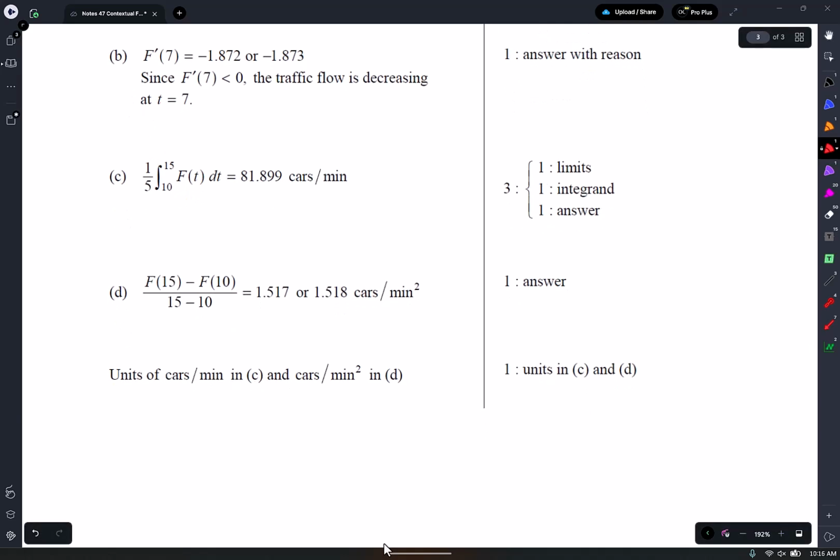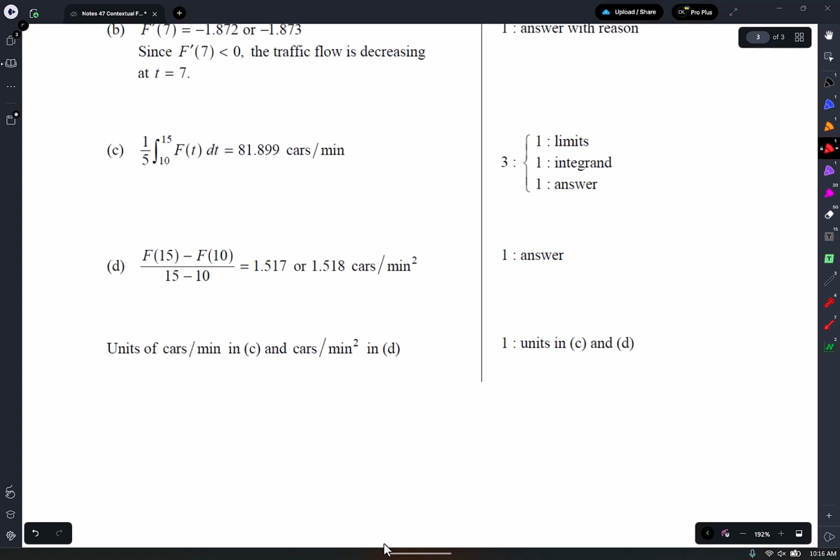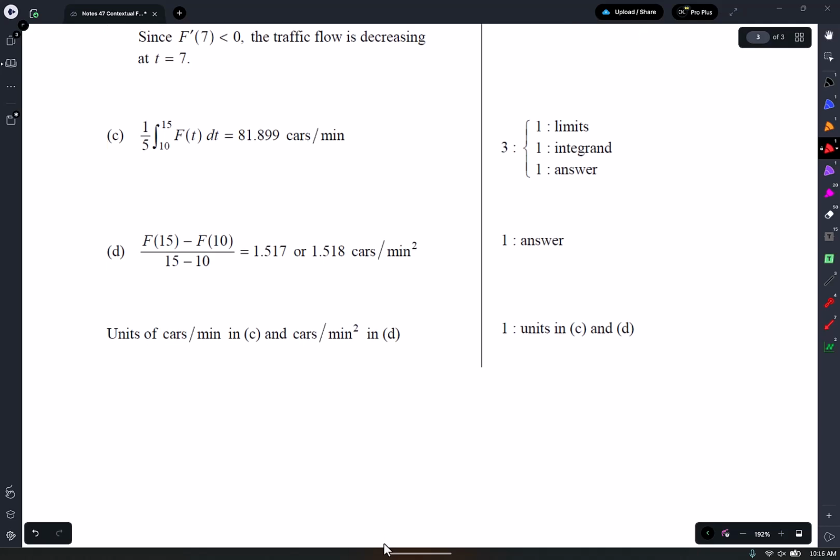Letter D, 1 point. And then 1 more point for the units on C and D, and we got the units on C and D. Did we get the units right? Cars per minute and cars per minute. They wrote cars per minute squared. Lame. Cars per minute I think is better, but they both mean the same thing.